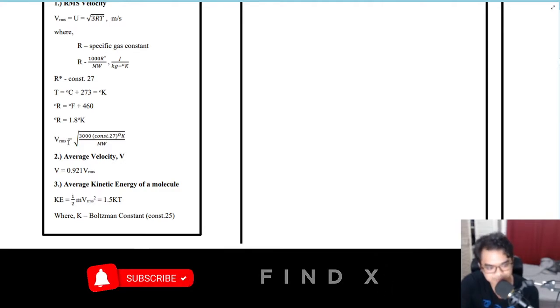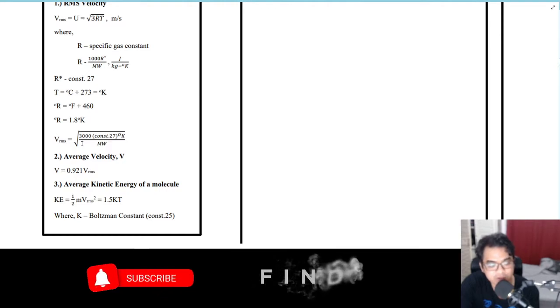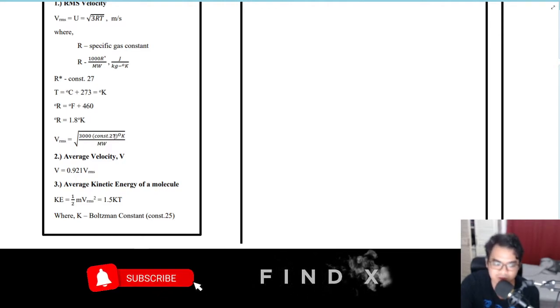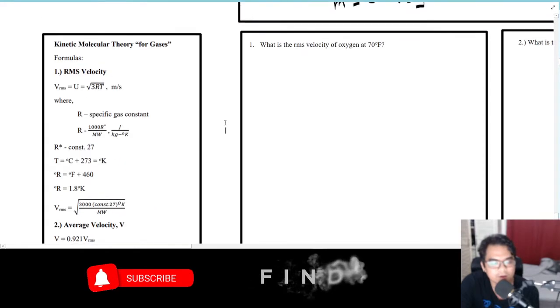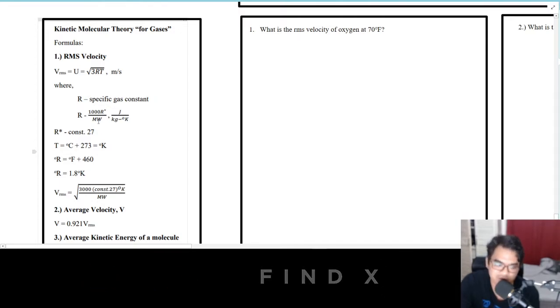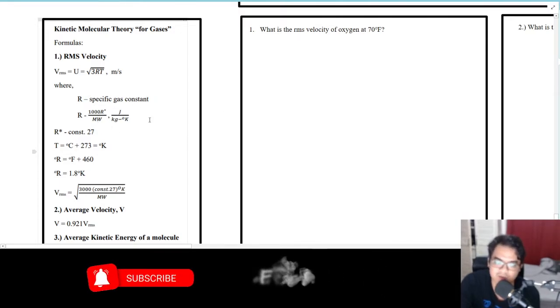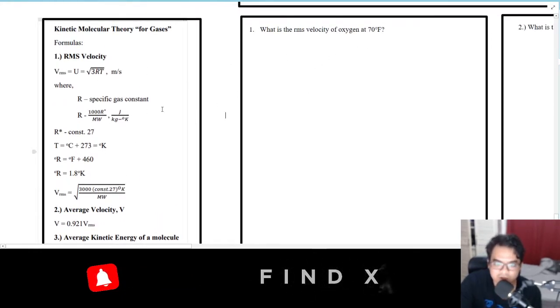You can also have this formula, which is equal to the square root of 3000 times the constant number 27, that is actually the R, times the temperature in Kelvin all over the molecular weight. Remember that if you are using this formula, the gas or the element should usually be in free state. I will discuss free state later on in the problem.